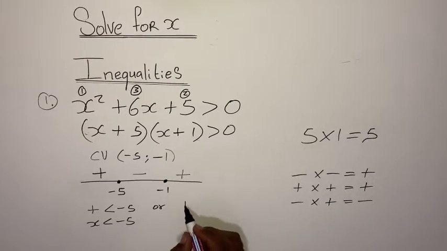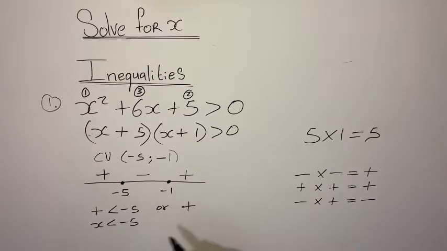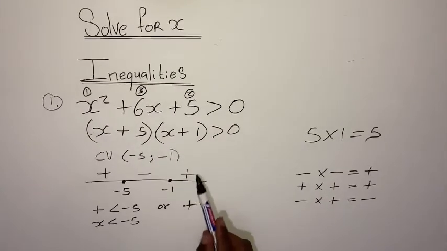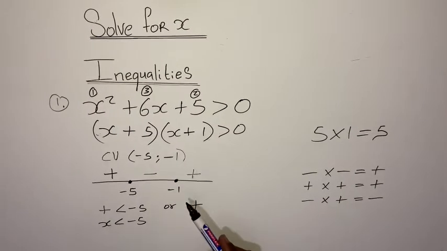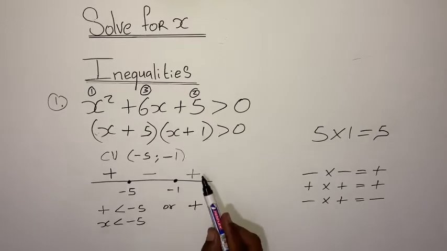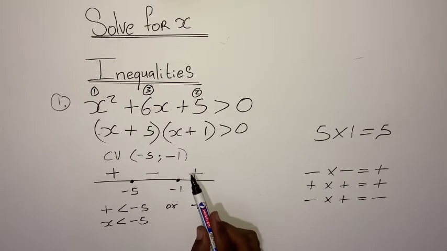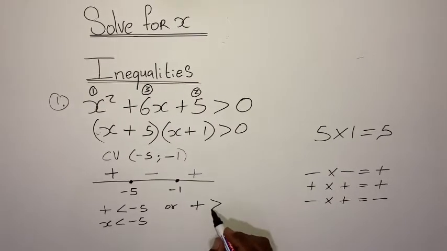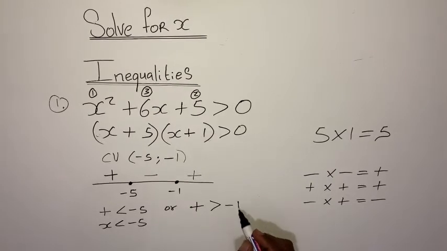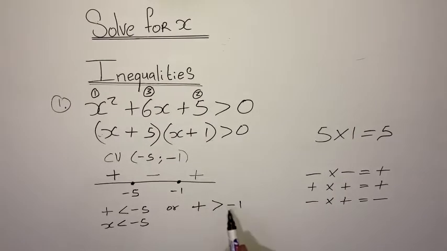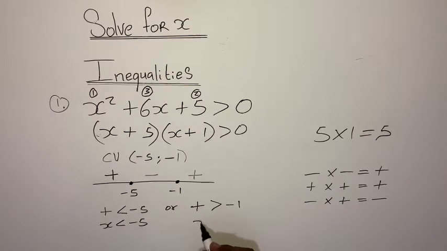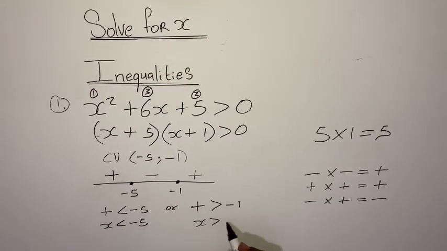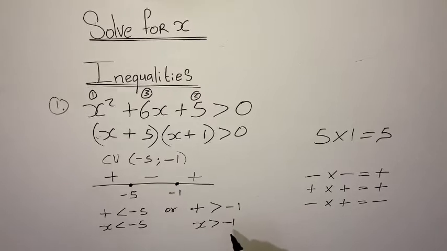Then you write down my positive, check. Where is this positive in reference to negative 1? Is it on the left or right of negative 1? Then when you check, this positive is on your right. So you point to the right of negative 1. My positive is on the right of negative 1, of which your positive is referring to your x being greater than negative 1.